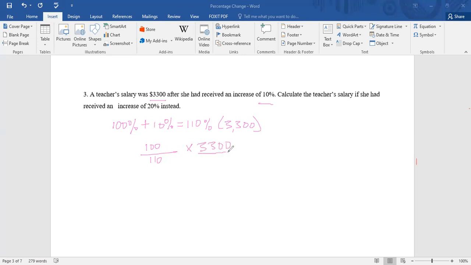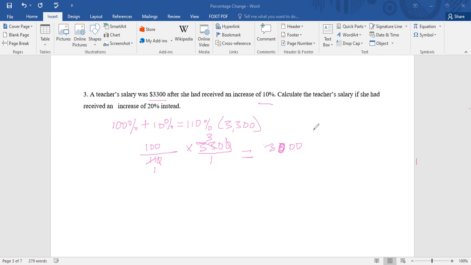Whenever you have 0, you can cancel. I can take off this 0 with that 0. If you don't want to cancel, you can use your calculator and multiply. If you want, you can cancel the 11 and the 33. 11 can go into 11 one time. 11 can go into 33, 11 times 3 is 33, so it will be 3 times. So basically 30 left here. So 100 times 30 is going to be 3,000. So this was the teacher's original salary, $3,000.